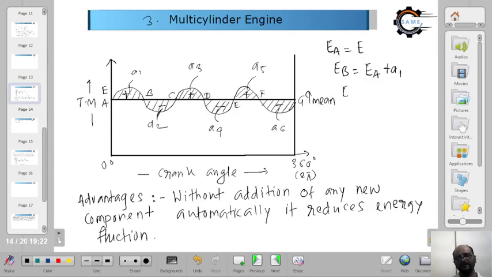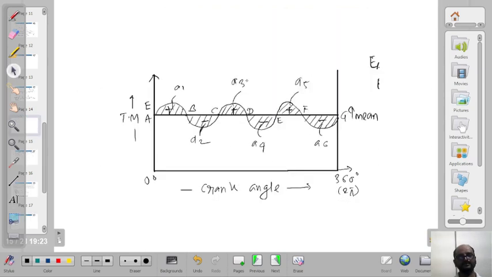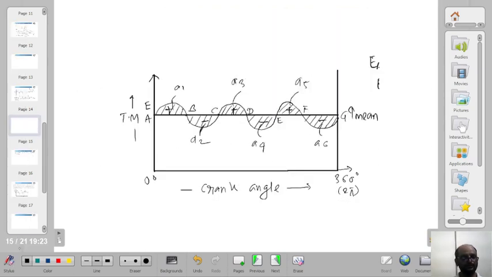Again, I'll move on to point C. The energy at point C is EB minus A2, minus because we have a lack of energy here, right? That's why I have to subtract here. The EB I already calculated, and from this I will get EA. This is very important. I will take it in the next slide, calculate it and show you, because this is very simple, no problem. But by the end of the class you should understand this very properly. So I will take it in the next slide and do the analysis of this.